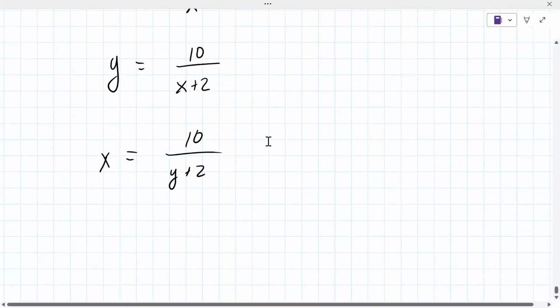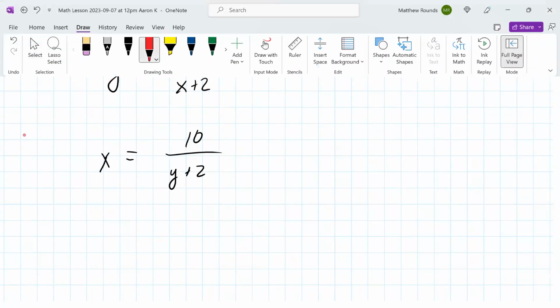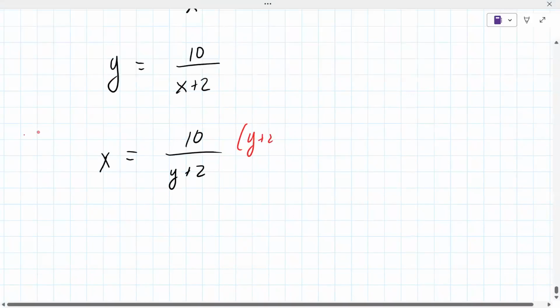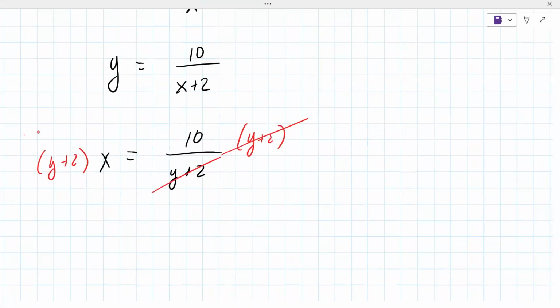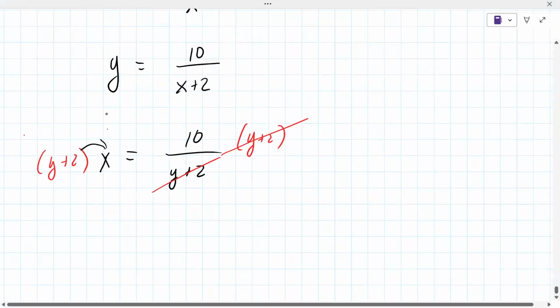This one's harder to solve. So this is going to require some different steps here. And you want to know the recipe for each one. So you're going to multiply both sides by the bottom, y plus 2, which does cancel out the bottom. On the left here, you're going to distribute this x into both. So it becomes xy plus 2.